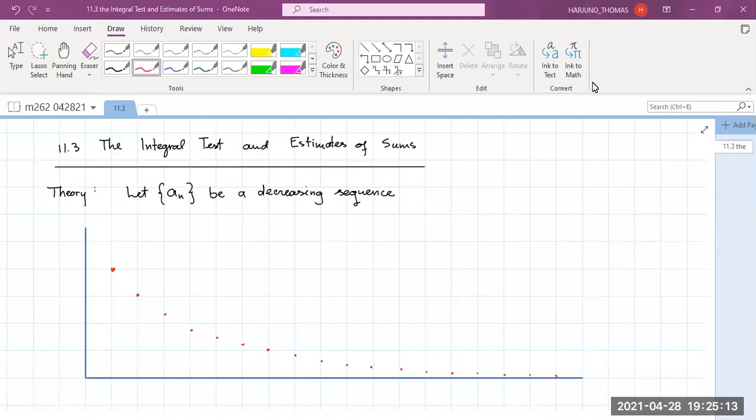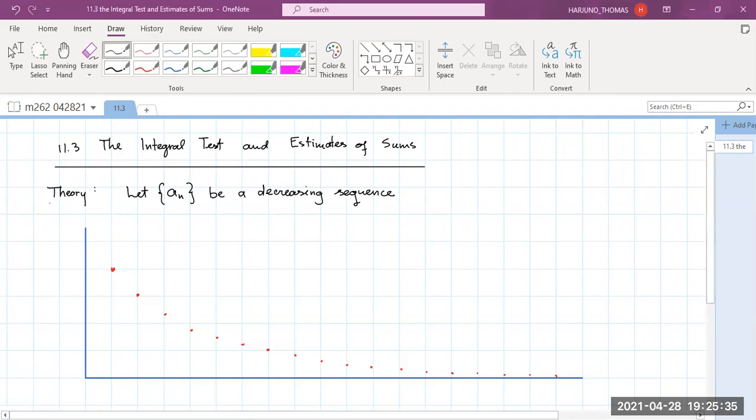Okay, today we will cover 11.3, the integral test, and if possible, we touch base a little bit on 11.4, the comparison test.